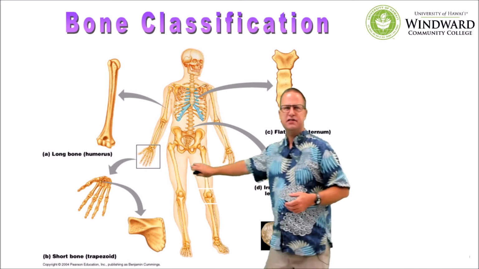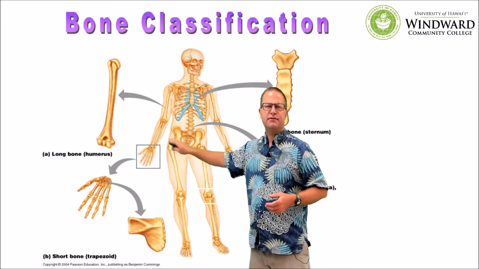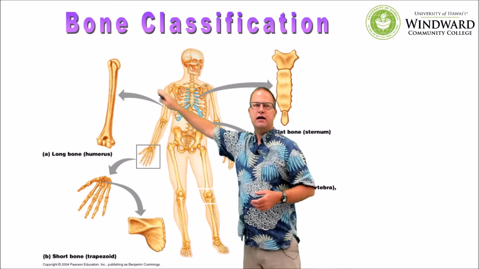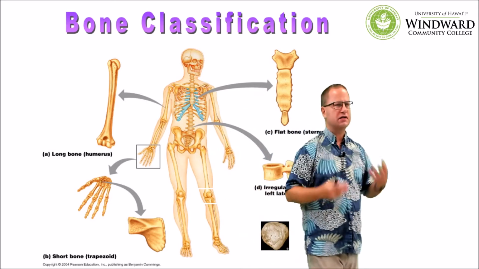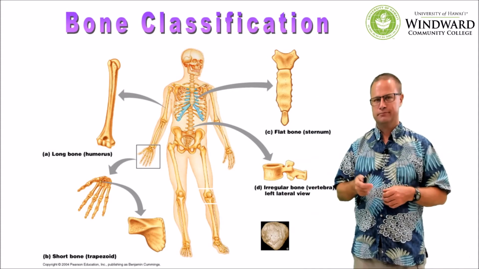Over on this side, we see the carpal bones. Those are nice and kind of square-like. We call them short bones. And up top here, we have the humerus. The humerus is a great example of a long bone.